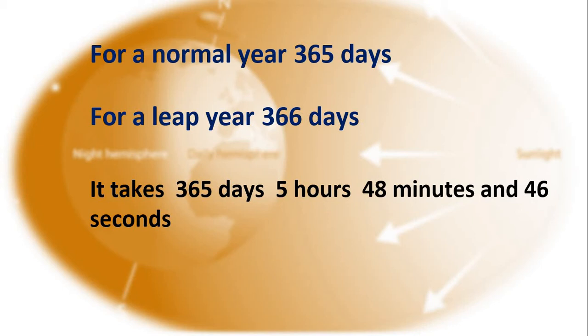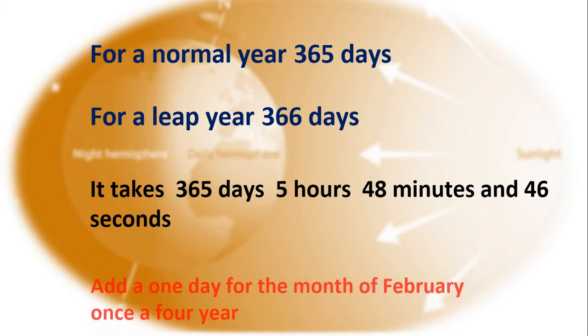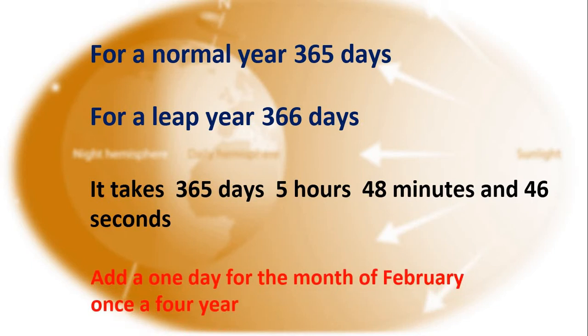Therefore, to avoid that negligence, what we do is add 1 day to the month of February once every 4 years. If we add 1 day to the month of February, that negligence can be avoided to a certain extent. We cannot avoid that totally, but we can avoid that negligence to a certain extent.